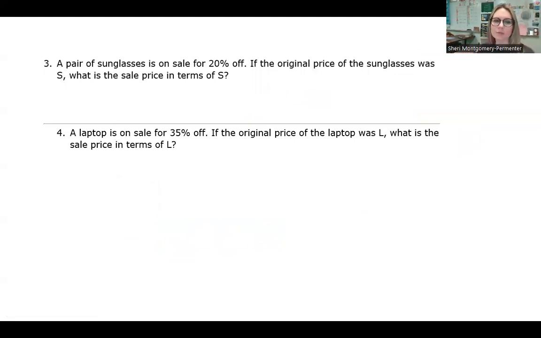The next two questions are very similar. It says a pair of sunglasses is on sale for 20% off. If the original price of the sunglasses was S, what is the sale price in terms of S? So if we have 100%, we have to take off 20%. And so what we're paying for is 80%. As a decimal, what is that as a decimal? So to figure out the sale price, it would be 0.8 times S.